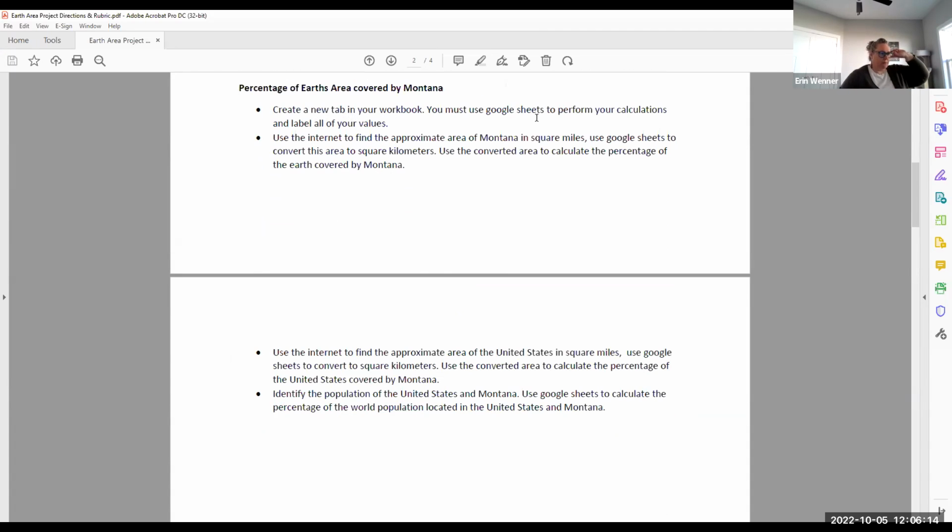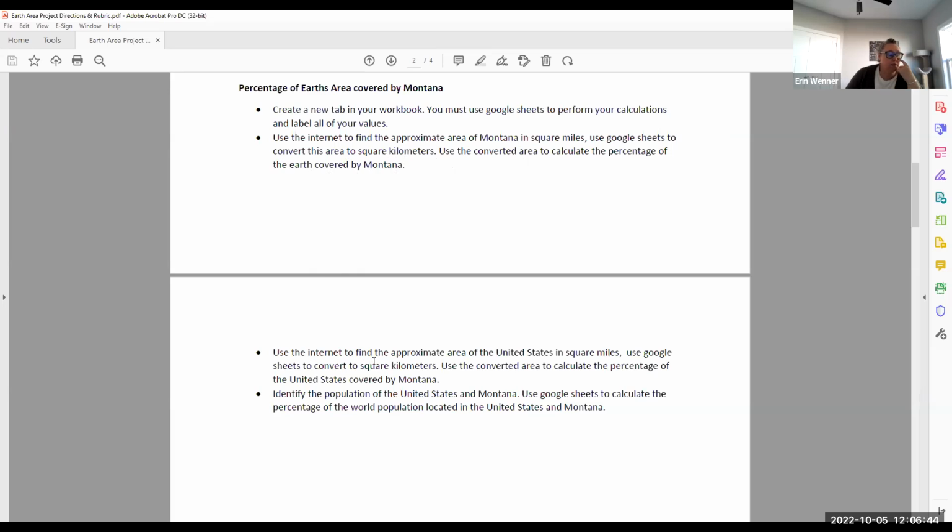You must use Google Sheets to perform your calculations and label all your values. You're going to use the internet to find the approximate area of Montana in square miles. And then you're going to use Google Sheets to convert this area to square kilometers. So again, you're going to be using that conversion factor between 1 square kilometer and square miles that you find in step 1 of the project. And then you're going to use the converted area to calculate the percent of the Earth covered by Montana.